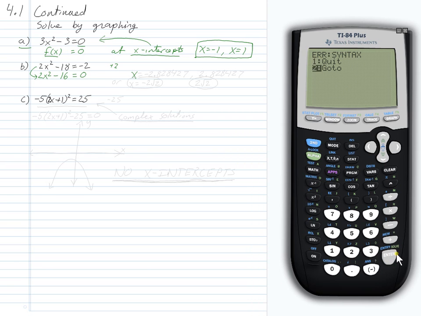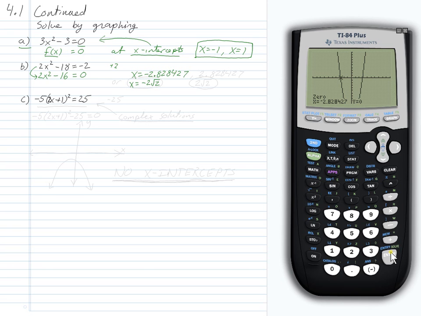Turns out x equals -2.8288427. Now that is a really strange looking number, and when we solved this algebraically, we came up with x equals -2√2. So if you plug both of those into your calculator, you'll end up with the same approximation.